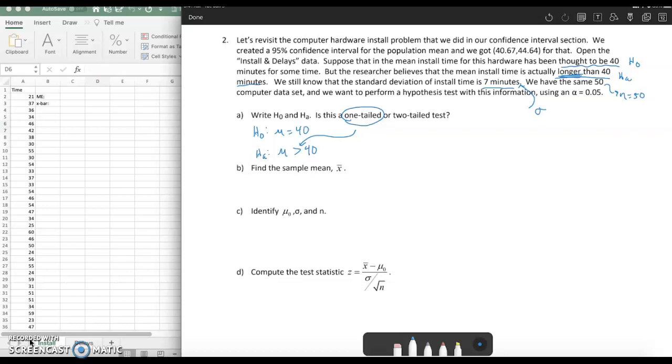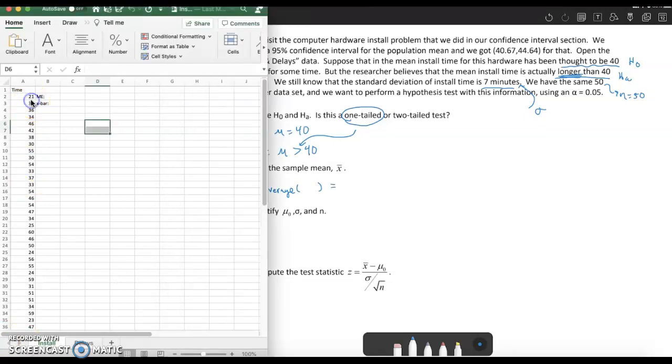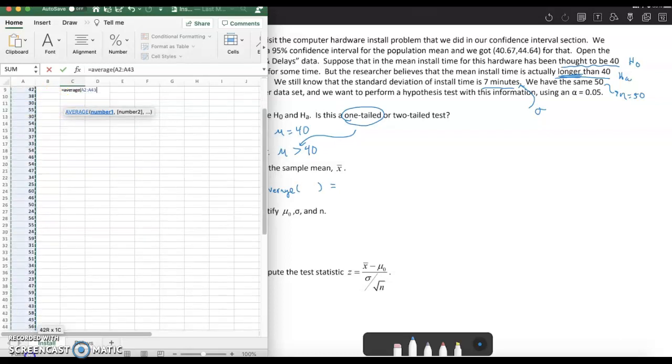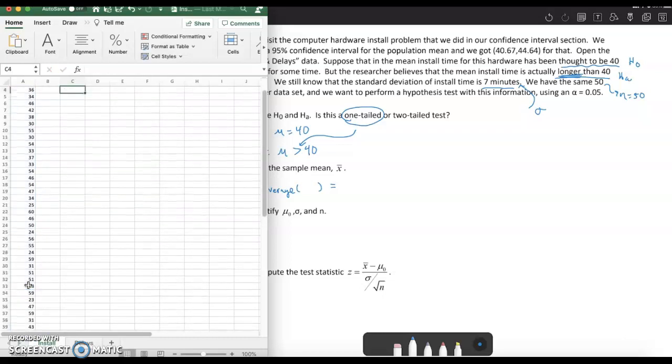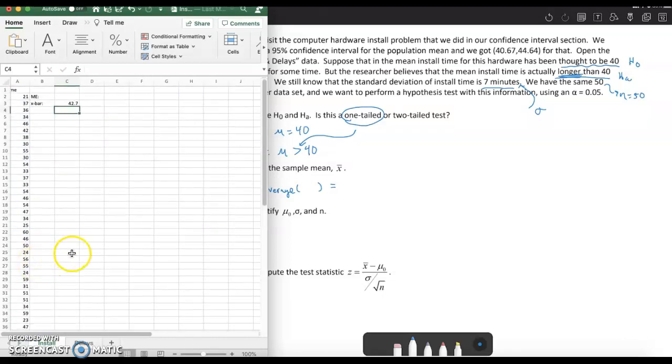The first thing we need to do is find the sample mean, x bar. We're going to do that in Excel with the equals average command, because we need to find the average of this sample. So in the x bar area, I'm going to write equals average, highlight all of the data here, close it up, and we get 42.7, and that should look familiar to you if you followed along in the confidence interval section.